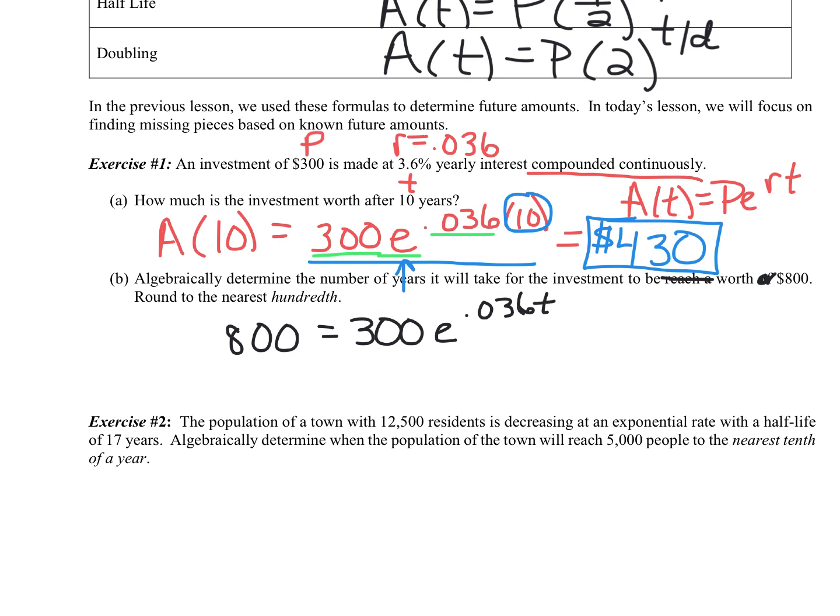Now looking at this, whenever we have the variable in the exponent, we know that at some point we're going to have to go to log form because we know the log equals the exponent. The first thing I need to do, though, is remove the 300. So I'm going to divide both sides by 300. That is going to give me approximately 2.67. It's really 2.6 repeating. I'll keep that whole decimal in my calculator to use later.